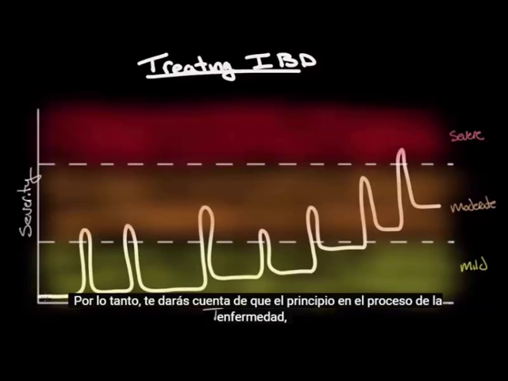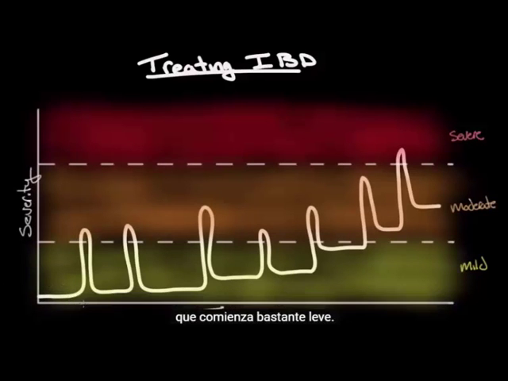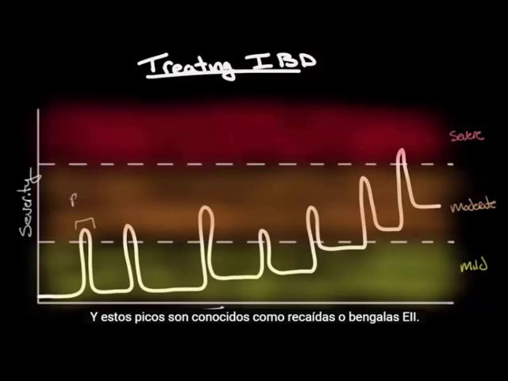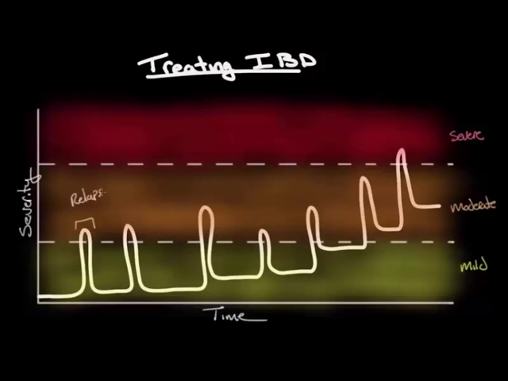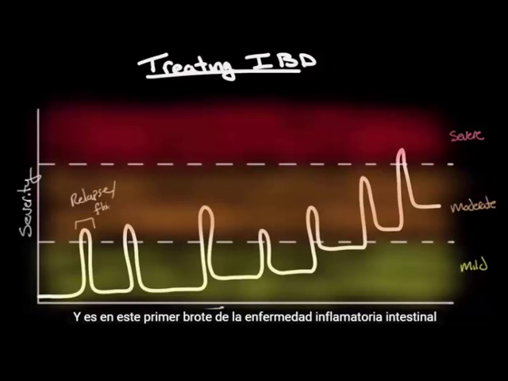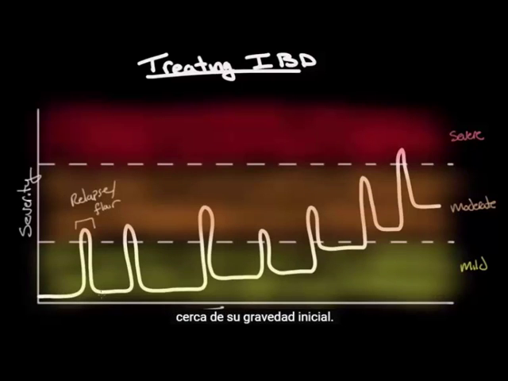So you'll notice that early on in the disease process, it starts out fairly mild. In fact, during this period, someone may not necessarily realize that they have inflammatory bowel disease, but then it's going to spike. And these spikes are known as relapses or IBD flares. It's during this first flare that the disease is typically diagnosed, but then it's treated and the severity goes back down, hopefully close to their baseline severity.